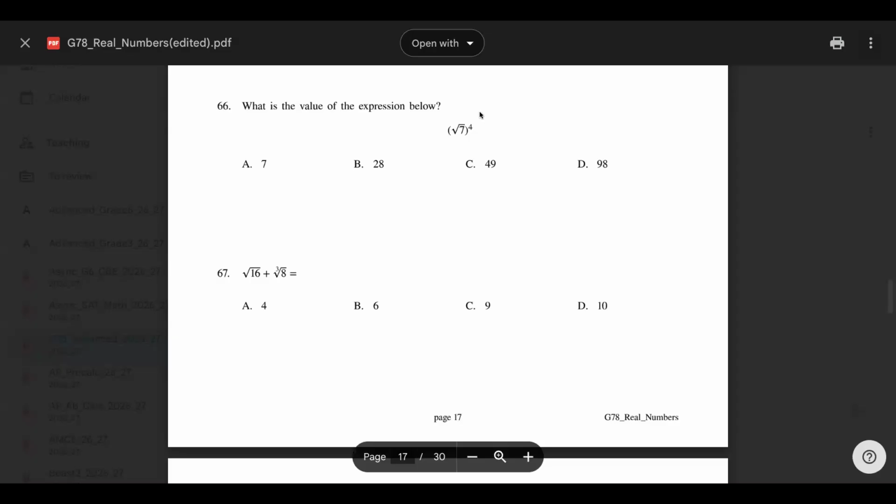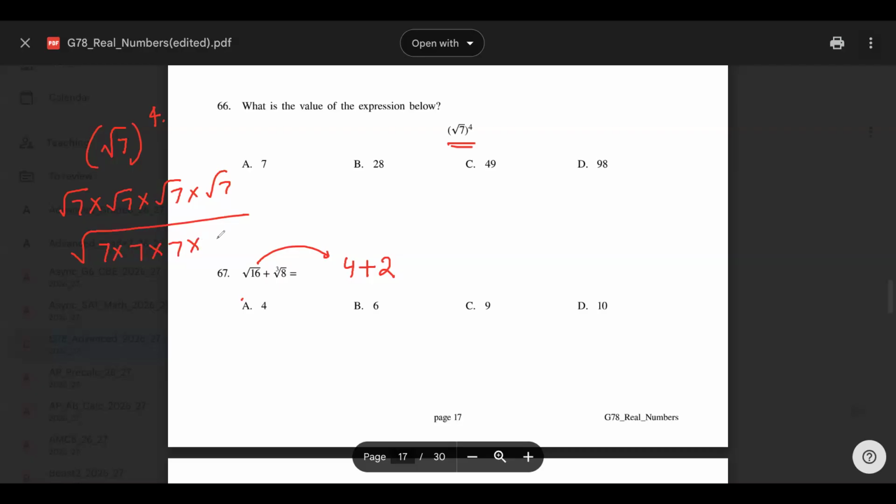Who can do it? I can do it. What is the square root of 16? Square root of 16 is 4. What is the cube root of 8? Cube root of 8 is 2, so it's B. And when you think about it, square root of 7 to the power 4 means that square root of 7 is repeated 4 times. So what will be the answer? 7 times 7 times 7 times 7. Now for every 2 copies of a number, you bring one out. So that is 7 times 7, which is 49. Do we all get it?